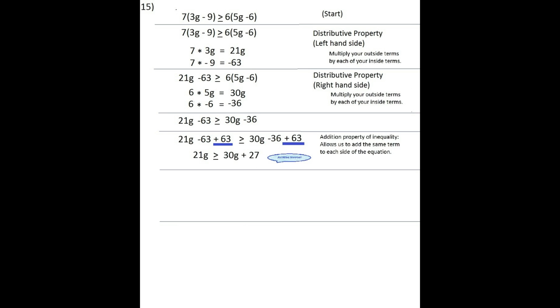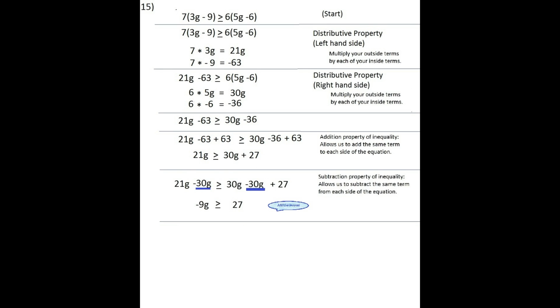All right, and what happens next is that we have to use the addition property of inequality. If you notice, we're adding 63 because it cancels out that negative 63 on the left-hand side. So since we're adding 63 to the left, see that first blue underlined 63, we have to add it to the right-hand side. So negative 36 plus 63 is 27. So our problem becomes 21g is greater than or equal to 30g plus 27.